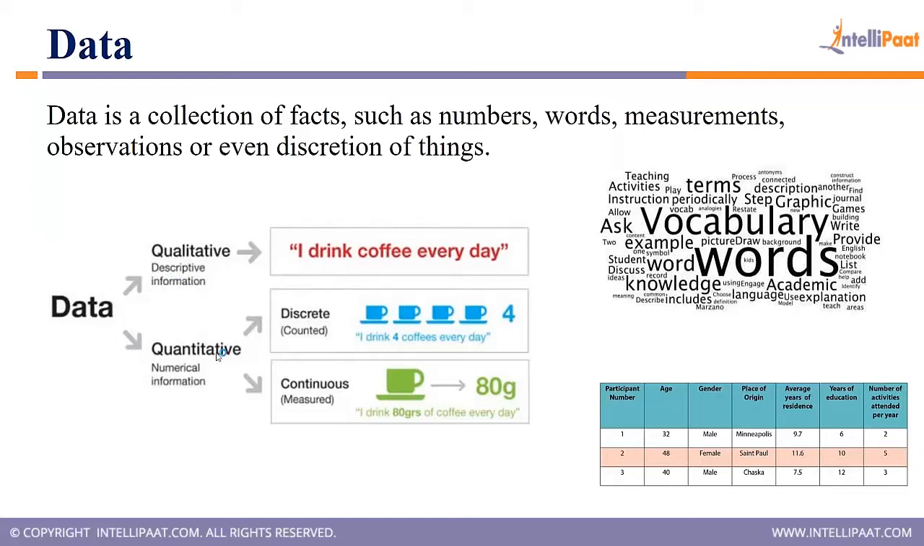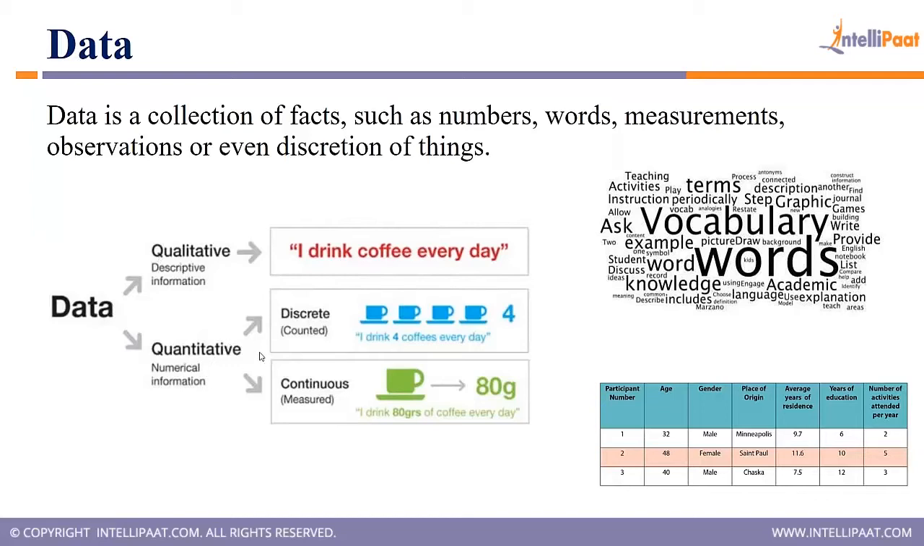Now looking at the other type of data, it is quantitative. The numerical part is being explained here. This is descriptive information, and this is numerical information, right? That is how you can understand the data if you wear the glasses of a data scientist, right? So you can understand how data is divided into two different classes, qualitative and quantitative.